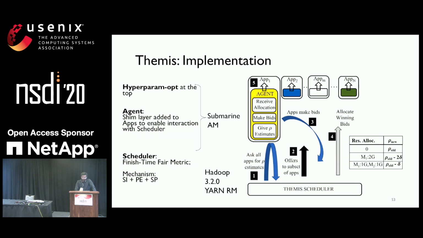For our implementation, we use 3.2.0 branch of Hadoop, which has Submarine, which enables launching of deep learning jobs. We implement the cross-app GPU cluster scheduler in Hadoop Yarn Resource Manager and implement the per-app hyperparameter optimizer and the per-app Themis agent in the Submarine application master.